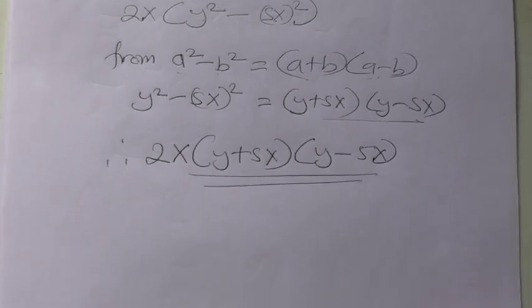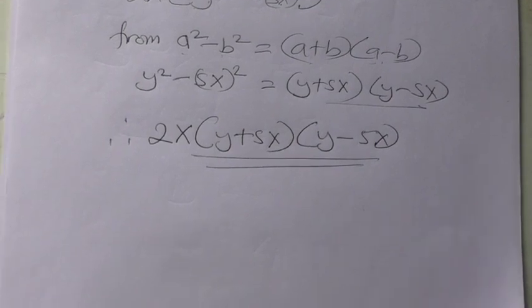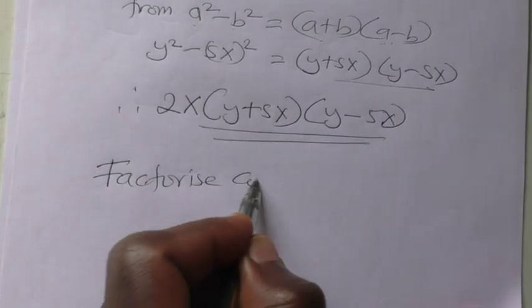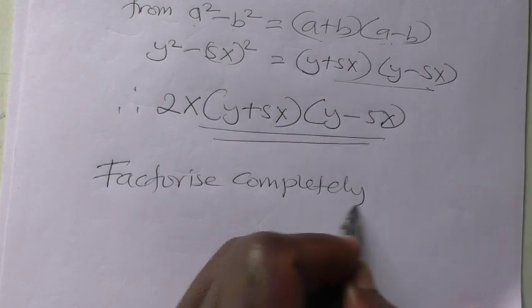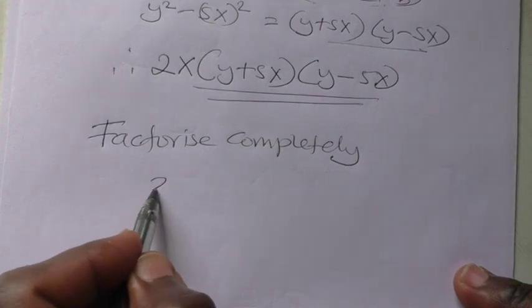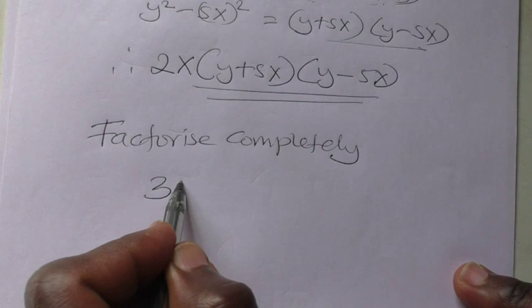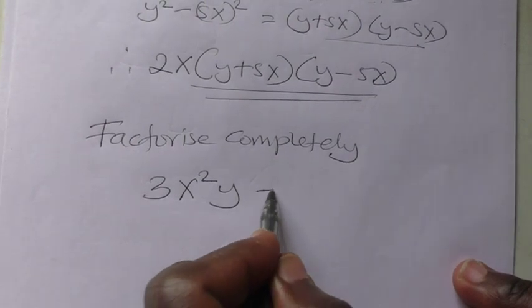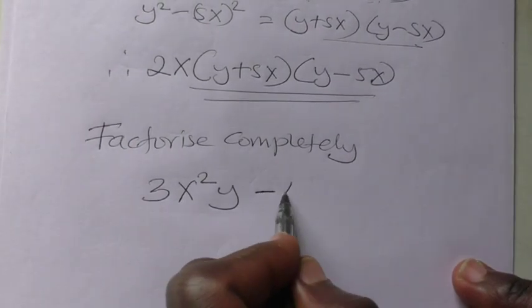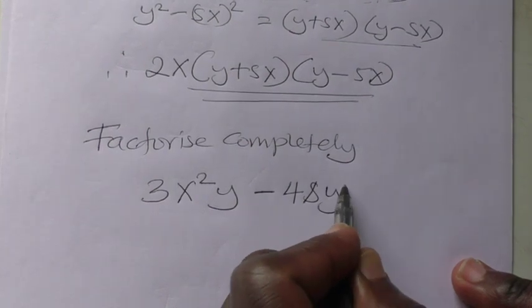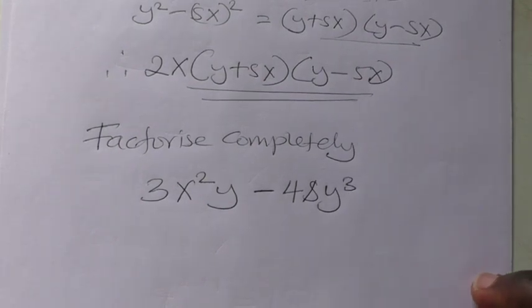Still on the same, I'll give you a trial number. The number says factorize completely. And this is what we are factorizing completely. It will be 3x squared y minus 48y cubed. So that is what you are required to factorize completely.